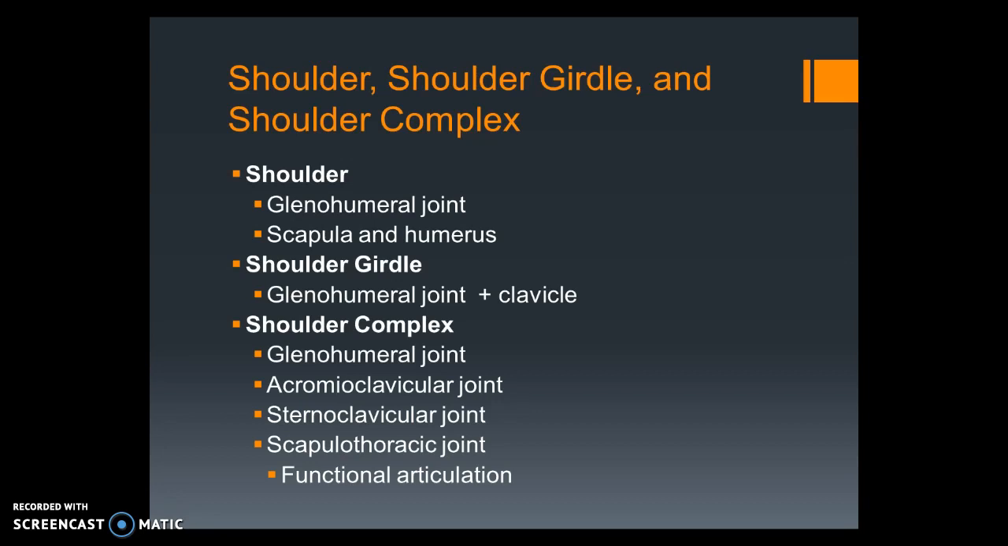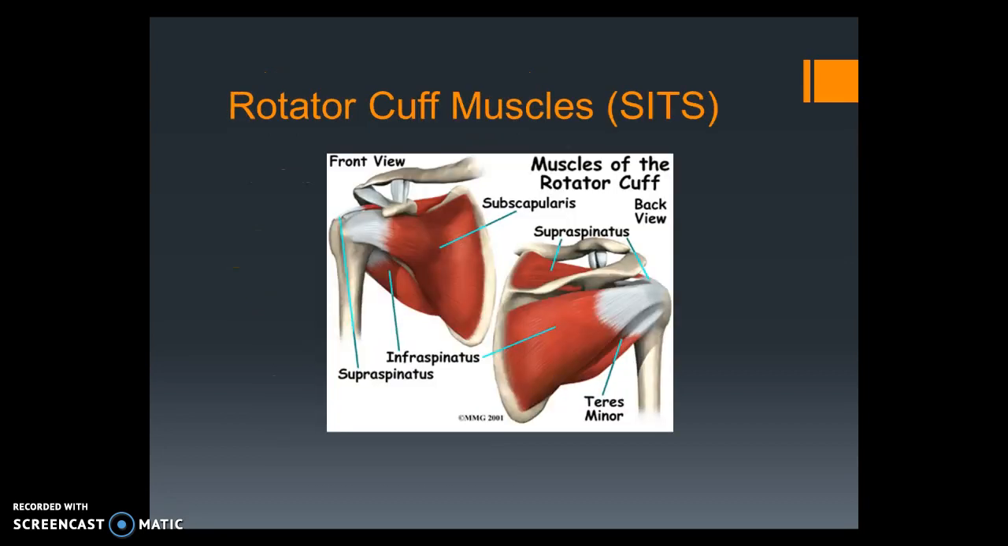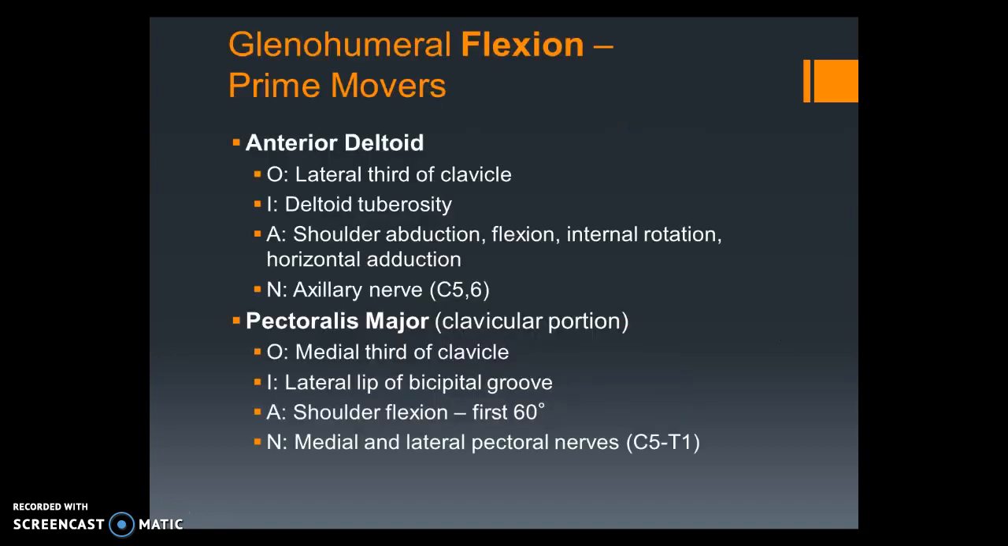The AC joint and the SC joint, we'll talk a little bit more in class about the rotation and arthrokinematics that occur there during glenohumeral motion. Just a quick review, your rotator cuff muscles. You have your supraspinatus, your subscapularis, your infraspinatus, and your teres minor. Okay, both anterior and posterior view there.